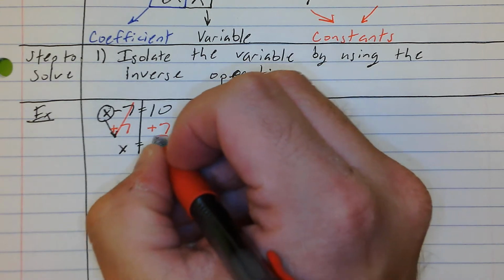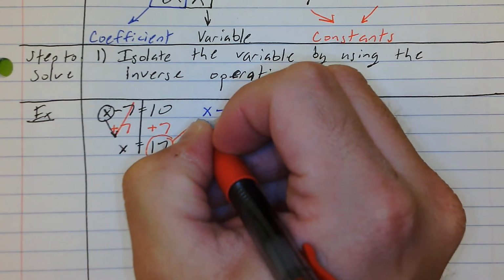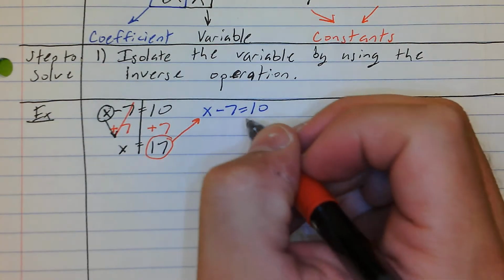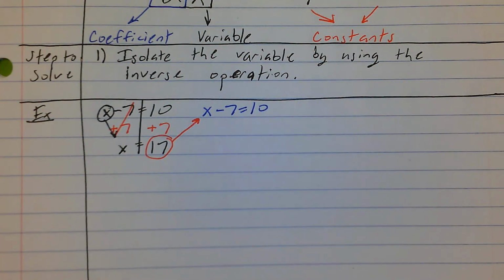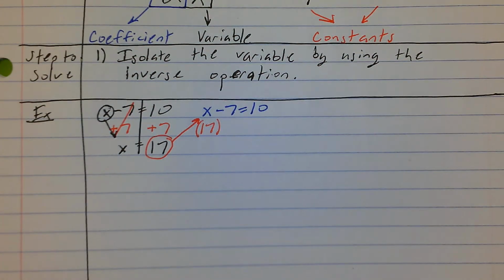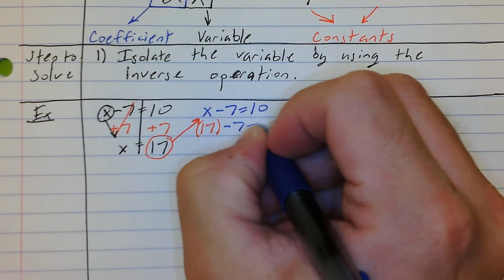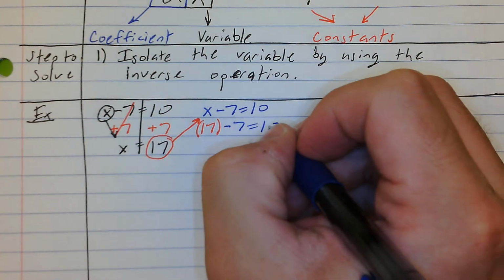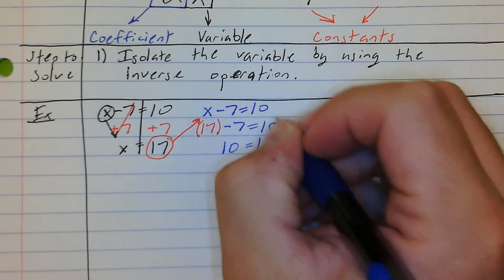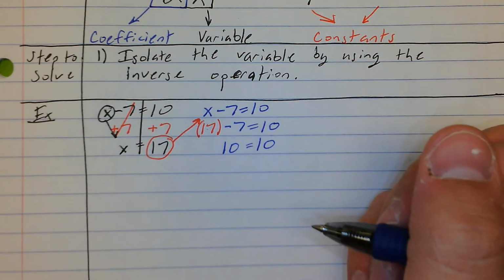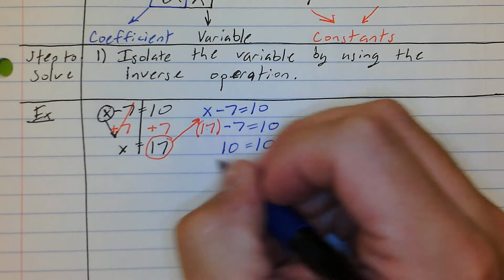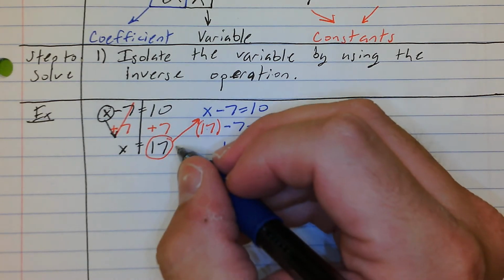So I'm going to take this 17 and plug it in for that x right there. Anywhere I have x in my equation, I can now replace it with 17. So I'm going to replace the x with 17. Everything else stays the same. Well, 17 minus 7 is 10, and nothing else happens to the right side. It's still 10.